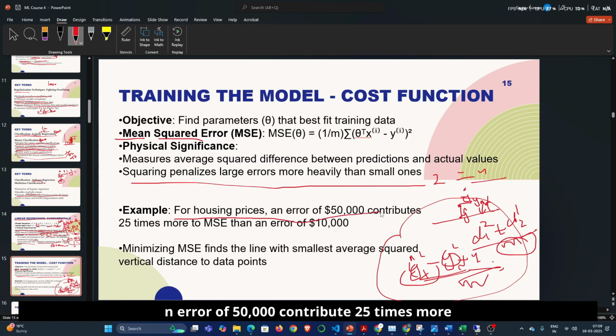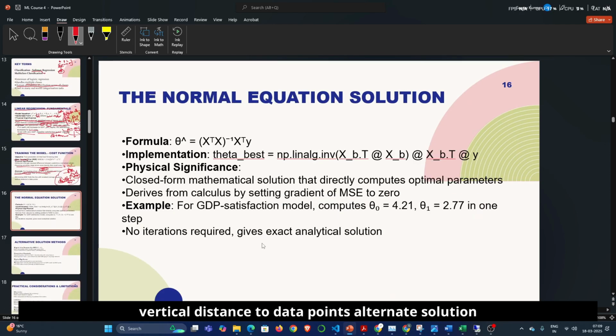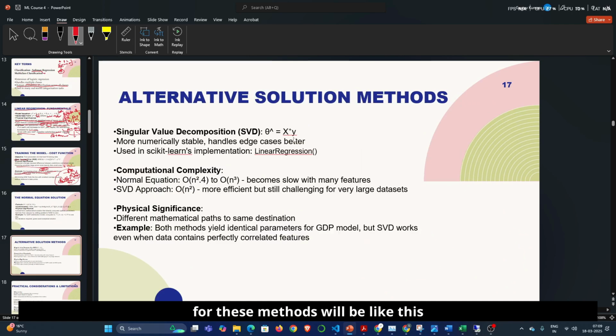For housing price, an error of 50,000 contributes 25 times more to error than 10,000. So 50 square is, we know very well, 2500. I'm taking 25, and its n is 1, so it will be like 1 here. Minimizing MSE finds the line with the smallest average squared vertical distance to data points. Alternate solution for these methods will be like this: theta naught is equal to x plus y. It's another way to solve it.